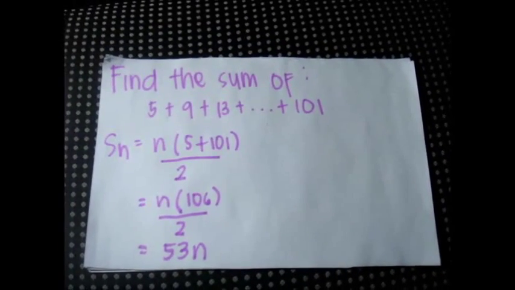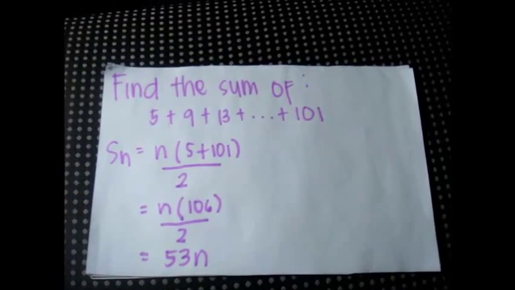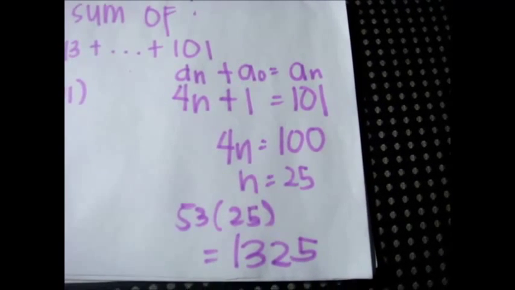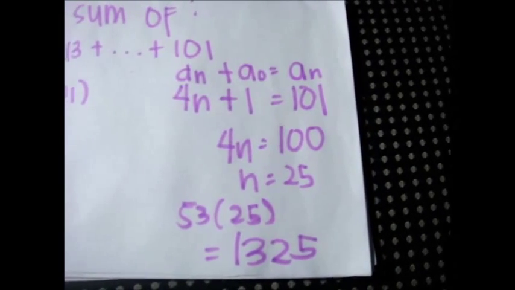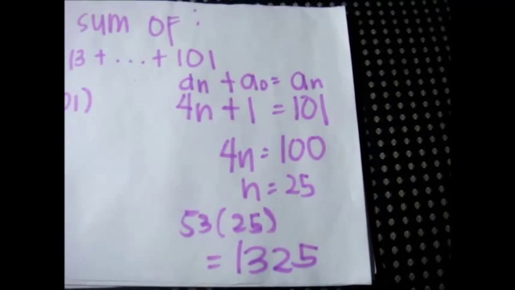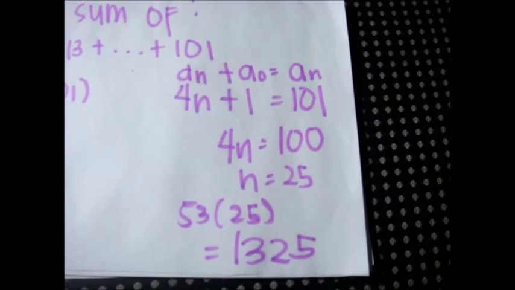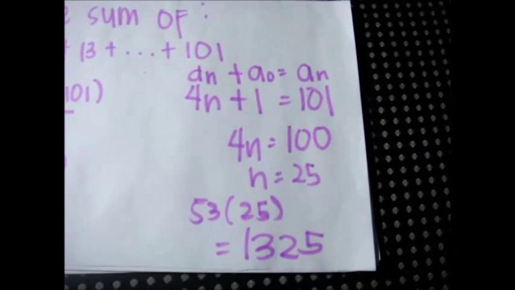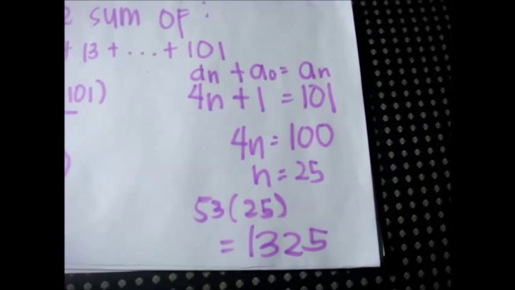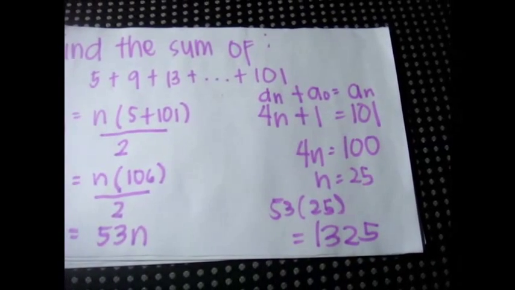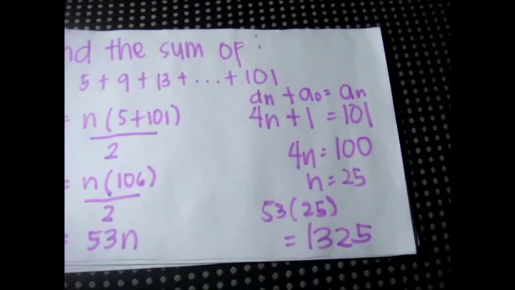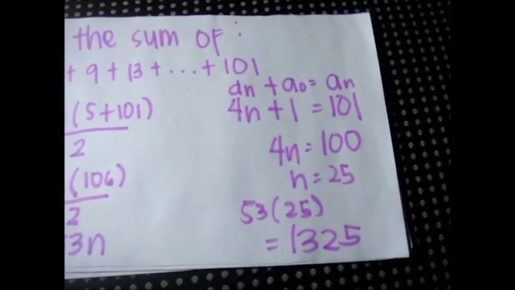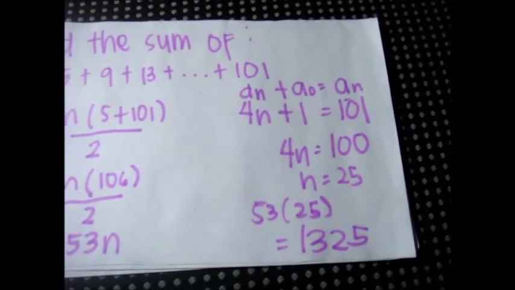But how do we find n? We need to use this equation: d times n plus a sub 0 is equal to a sub n. This formula is called the recursive formula, where d is the common difference and a sub 0 is the term before the first term. So, the common difference is equal to 4, and a sub 0 is 1. Therefore, 4n plus 1 is equal to 101. Solving this, we will get n as 25.